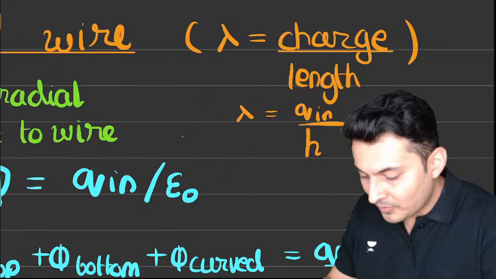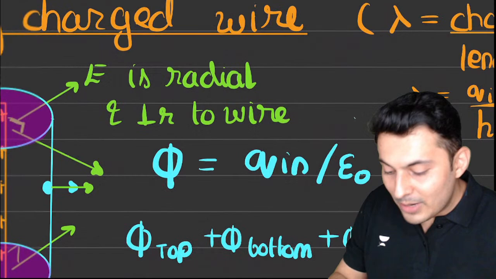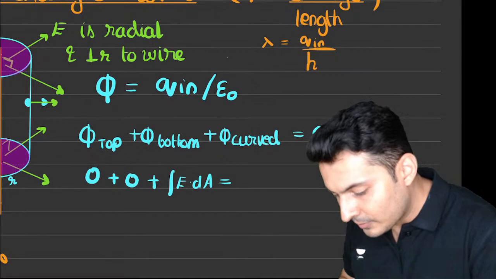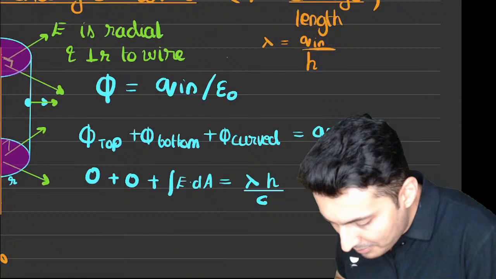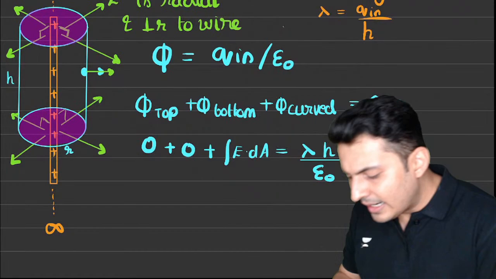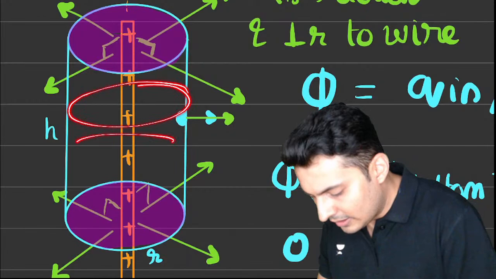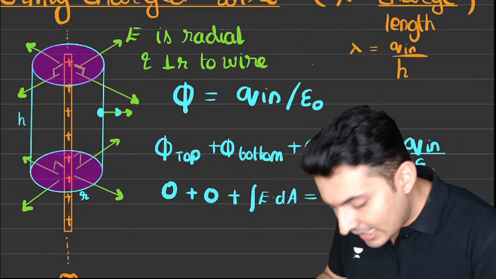Think about it. Everybody with me? Lambda is charge per unit length. That charge which is inside is on the h length. h is the height of the cylinder. So I can write q in divided by epsilon naught as lambda into h divided by epsilon naught. Okay, one last thing now. Isn't this electric field the same everywhere? Everywhere on the surface, on that curved surface, isn't it the same? So when it is the same, that means it is constant. Can I not take the electric field outside the integration?